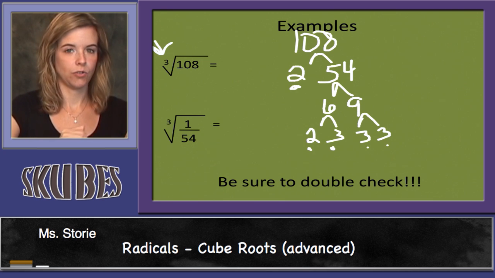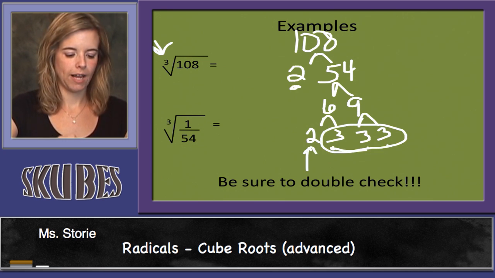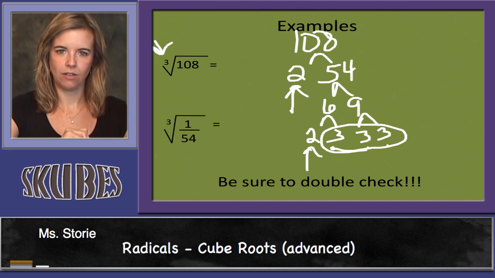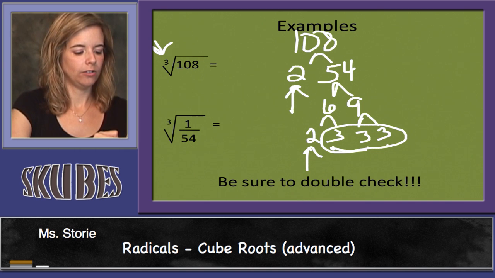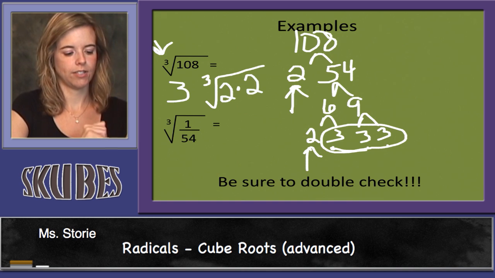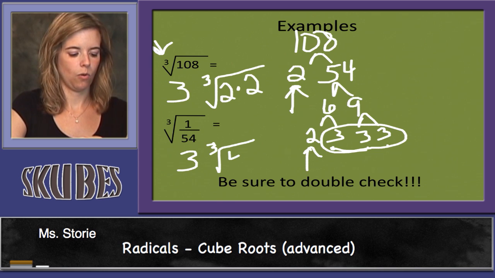Now I'm looking for triples. So I have 1, 2, 3 groups of 3, but I have 2 leftover 2's. So they have to stay inside the radical sign. If I had one more 2, I could take them all out. I only have one group of 3, so they come out. It's to the third root. And I have a pair of 2's that are staying underneath. Let's go ahead and simplify. You have 3 cube root of 4.